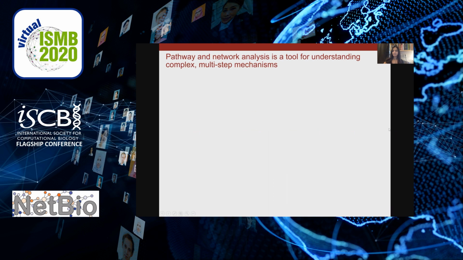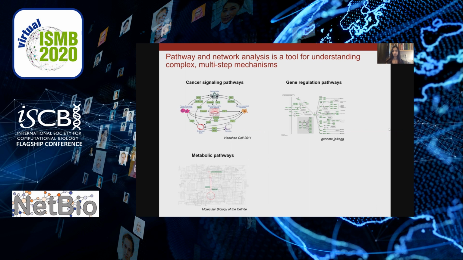Pathway and network analyses have long been very valuable tools for understanding complex multi-step mechanisms in many different fields of biology. Whether it's cancer signaling, gene regulation, or metabolism, these network analysis tools have helped us make sense of the large data sets that we collect. However, no such tool yet exists for the immune system.